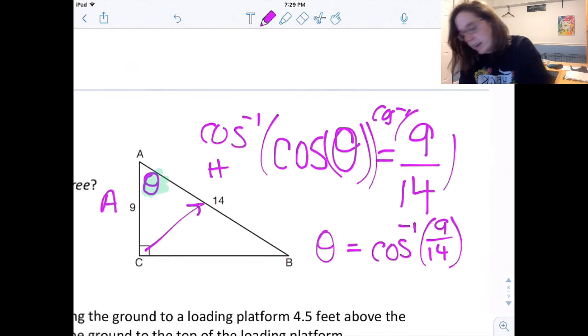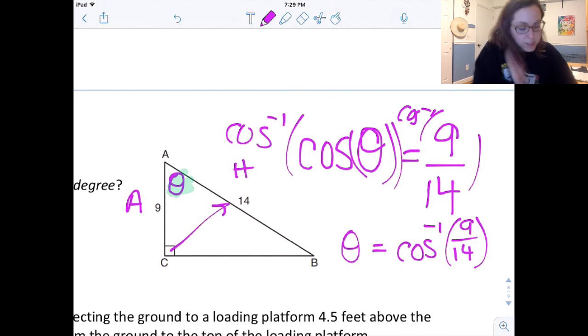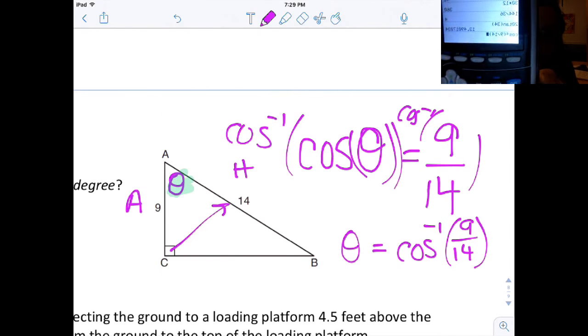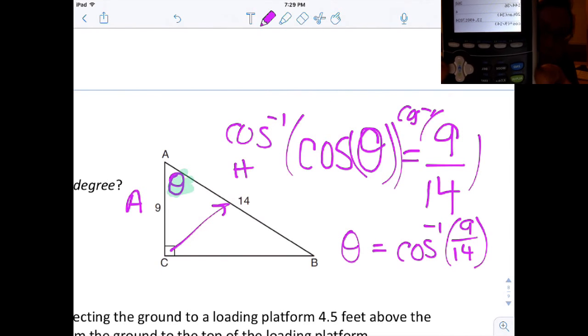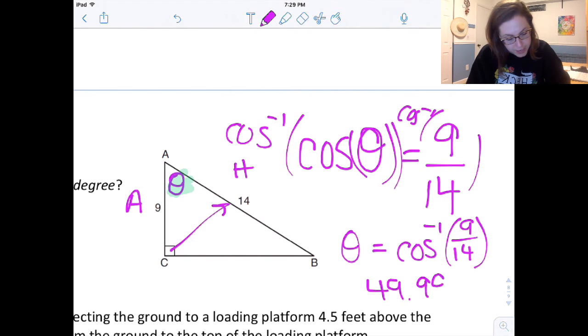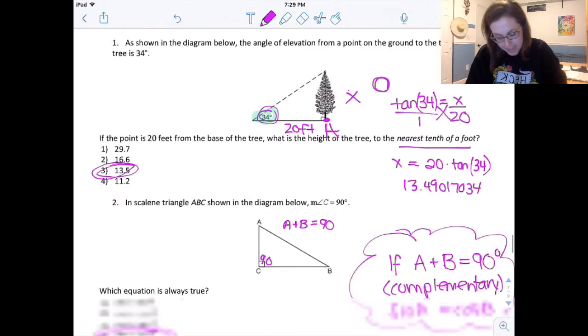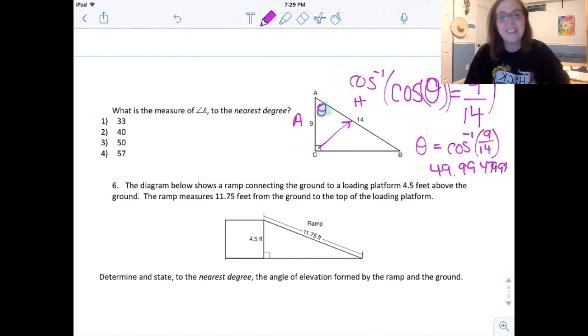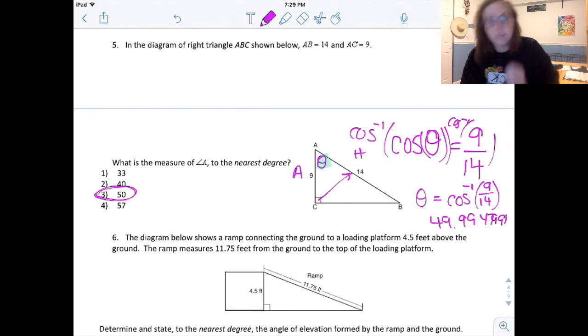And so in my calculator, I'm going to put in second cosine of 9 over 14, which looks like that. I'm going to hit enter, and because I'm in degree mode, that comes out to be 49.994799912. If, let's say, you were in the wrong mode, you would get a nonsense answer that's not in your answer choices. So if that happens, check your mode, okay? So to the nearest degree, that's 50 degrees.